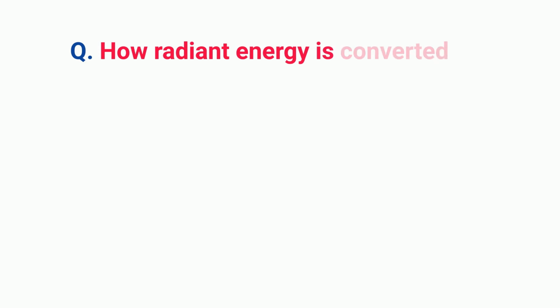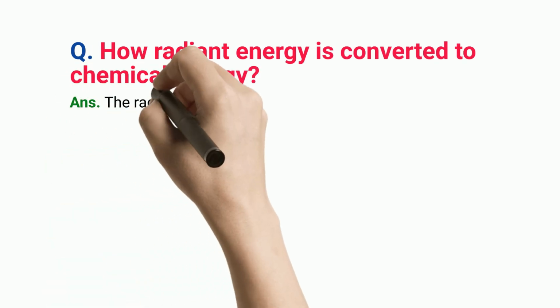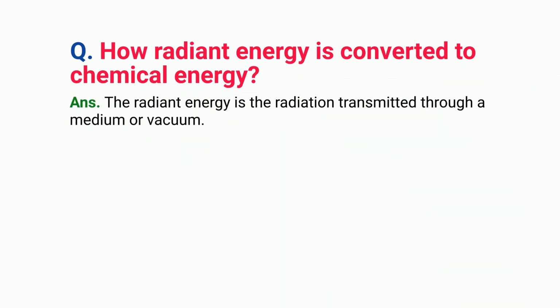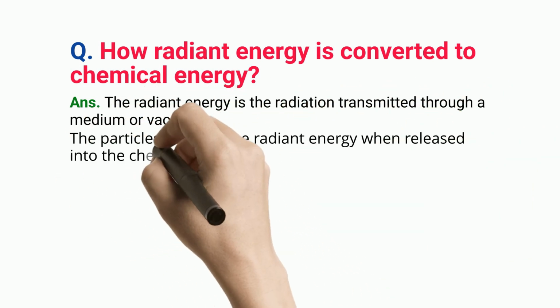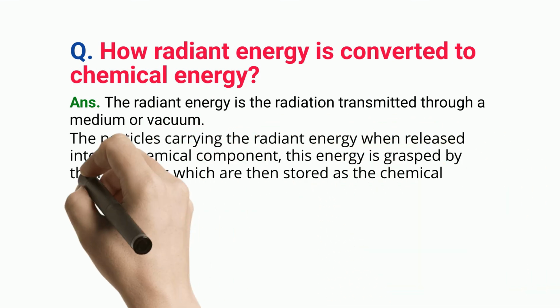How is radiant energy converted to chemical energy? The radiant energy is the radiation transmitted through a medium or vacuum. The particles carrying the radiant energy, when released into the chemical component, this energy is grasped by the molecules, which are then stored as the chemical energy.